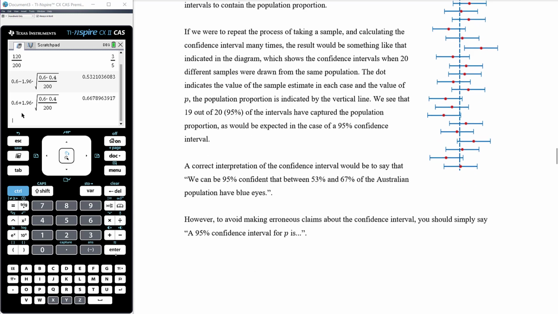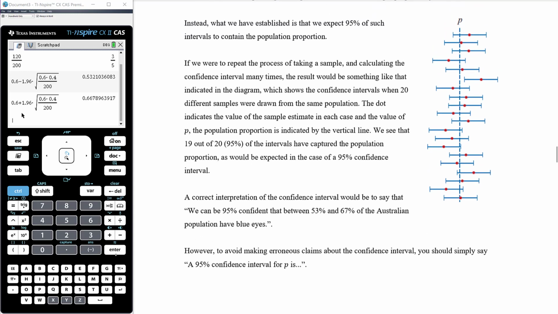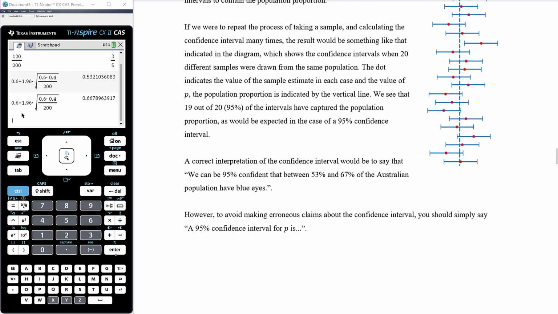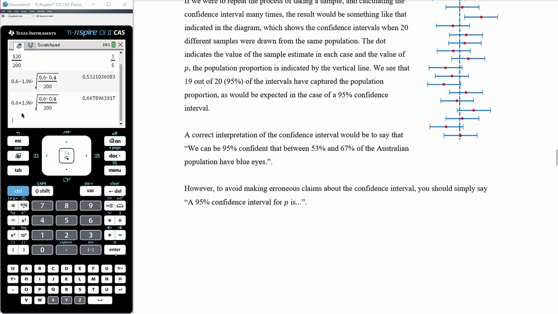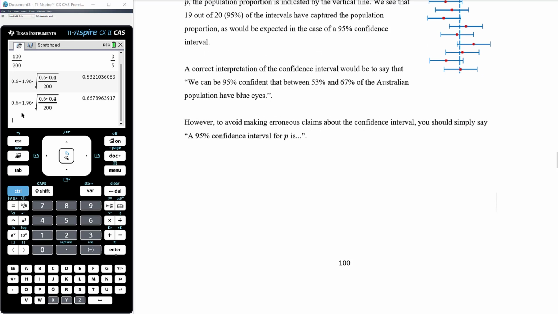So a correct interpretation of the confidence interval would be to say that we can be 95% confident that between 53% and 67% of the Australian population have blue eyes. Okay, it's not about a probability, it's about a level of confidence. And even then, it's quite possible that it's not between there and there, but it's only a 5% possibility of that, potentially. However, to avoid making erroneous claims about the confidence interval, it's easier just to always say a 95% confidence interval for p, rather than try to interpret it too much. Try not to go overboard with the interpretation of it.